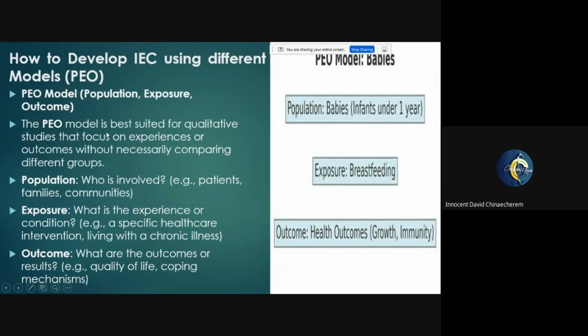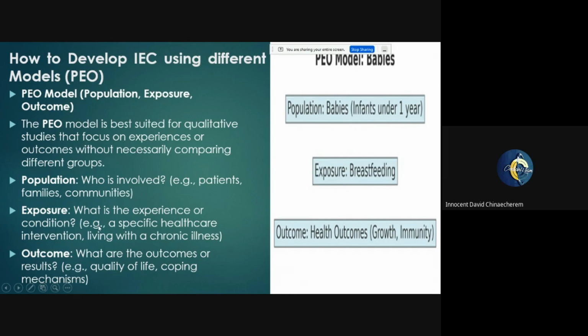So also we need to look at the PEO framework, which is another beautiful framework that we use for qualitative studies, or sometimes could be used for quantitative studies depending on the context. And here, in terms of our population, we're trying to do the same thing. Who is involved, right? Exposure, what is the experience, what is the condition? Sometimes we can also use this as a PIO. We can call it the issue of interest.